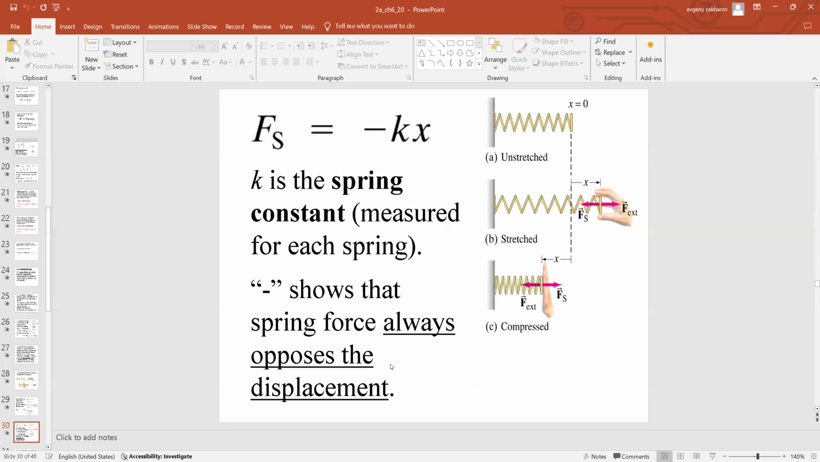So yeah, K is the spring constant or the stiffness. And the minus shows that the spring force always opposes the displacement. Delta X, or X, is your displacement, and the negative shows the direction for the force, being opposite to displacement.